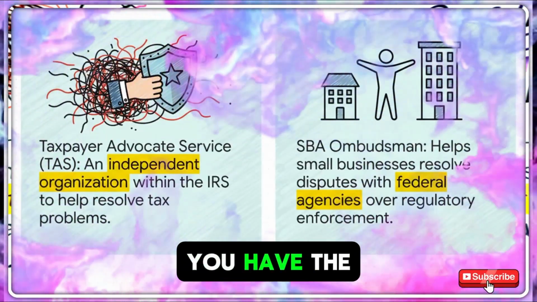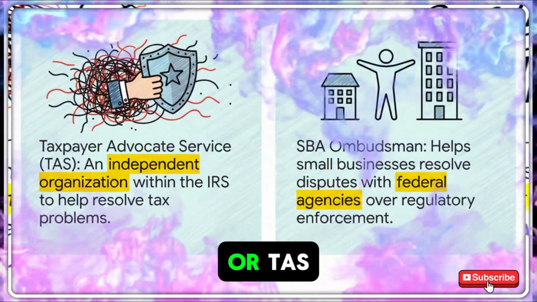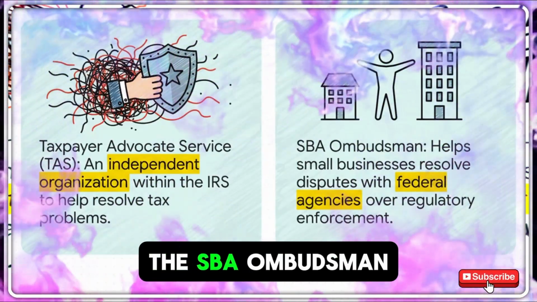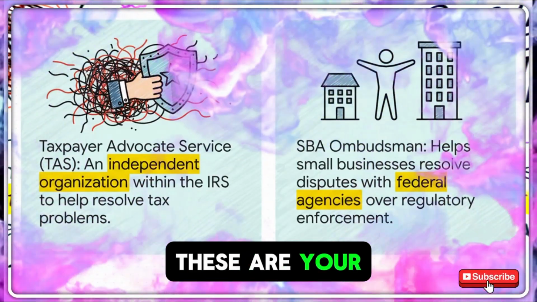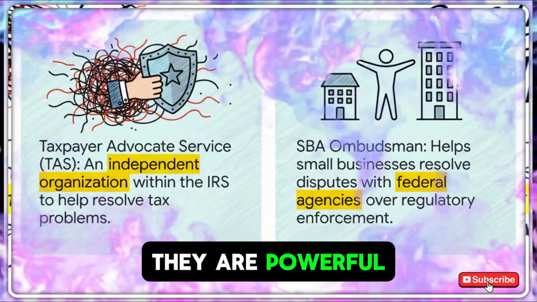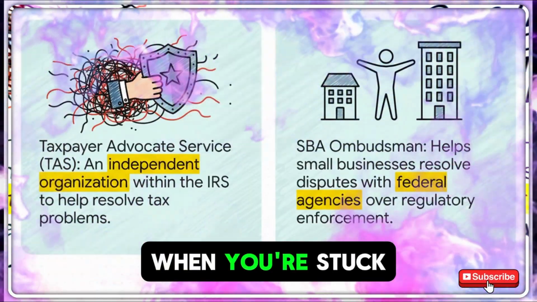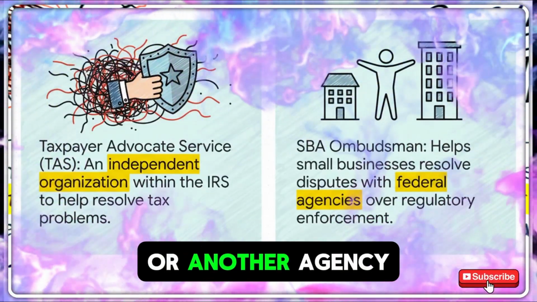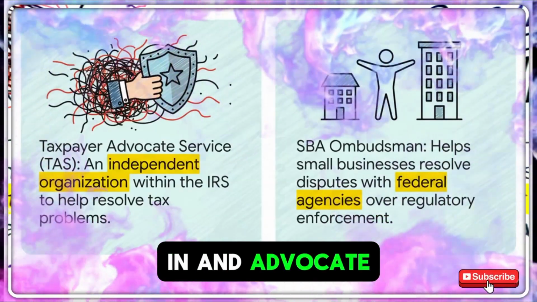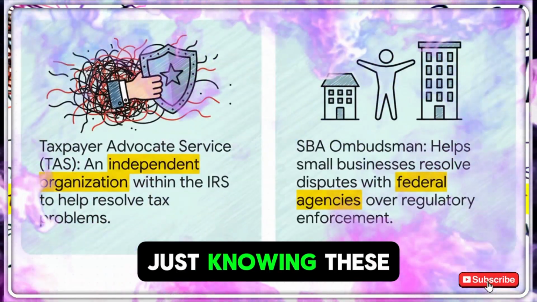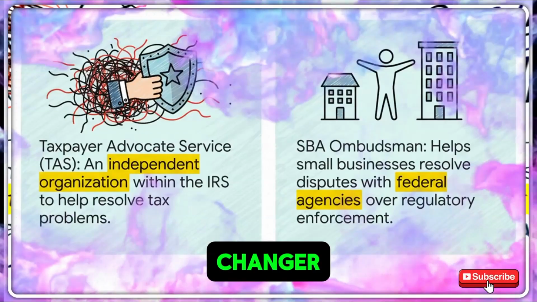On one side, you have the Taxpayer Advocate Service, or TAS. On the other, the SBA Ombudsman. These are your secret weapons. They are powerful, independent groups whose entire job is to help you when you're stuck in a loop with the IRS or another agency. They can step in and advocate for you. Honestly, just knowing these guys exist is a total game changer.